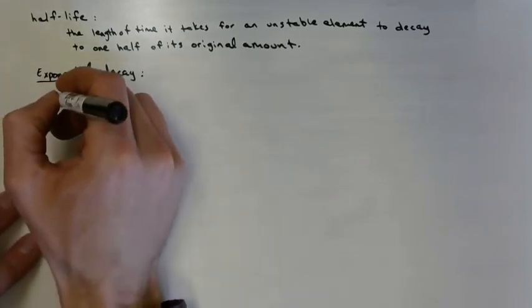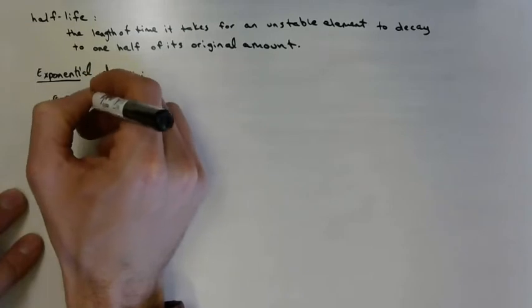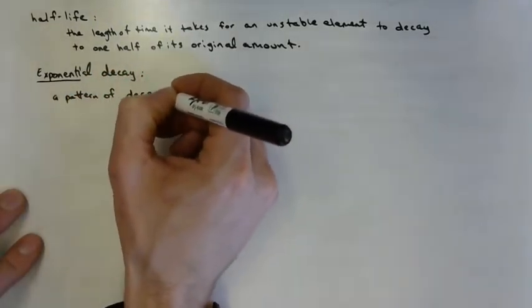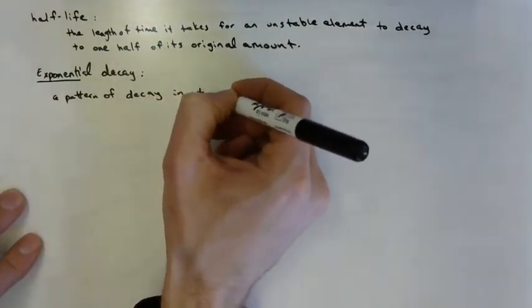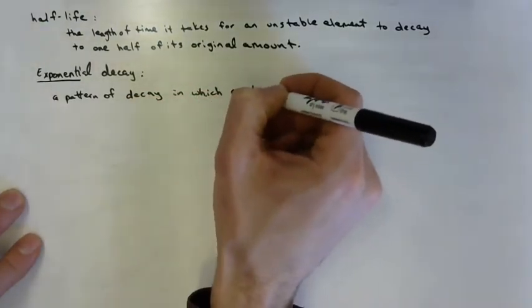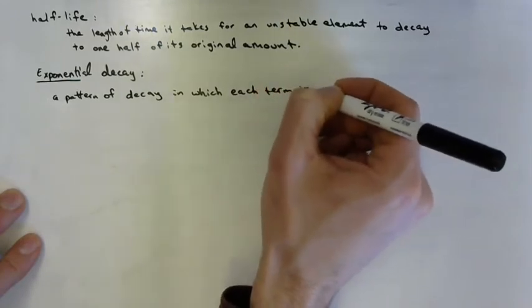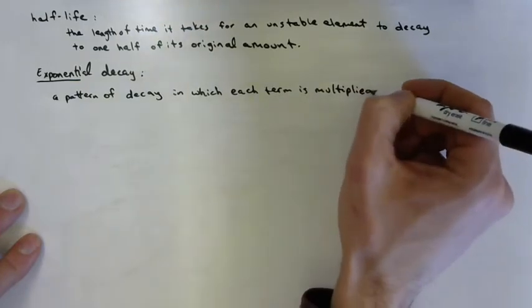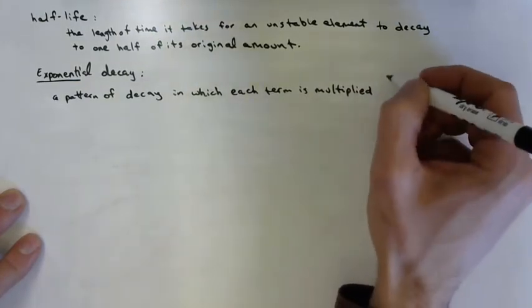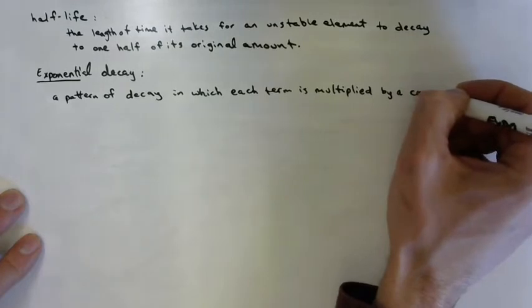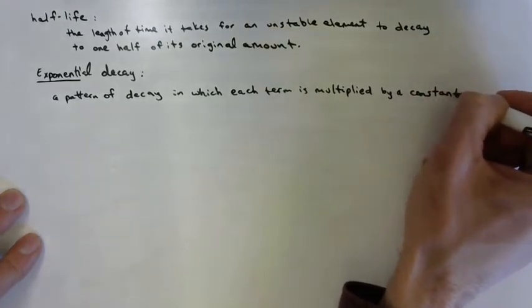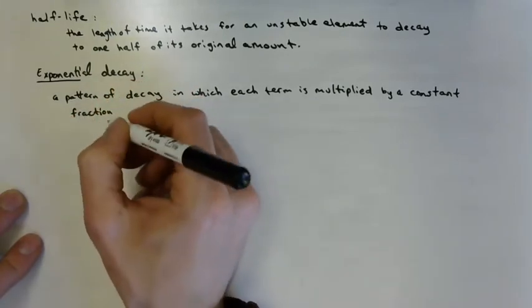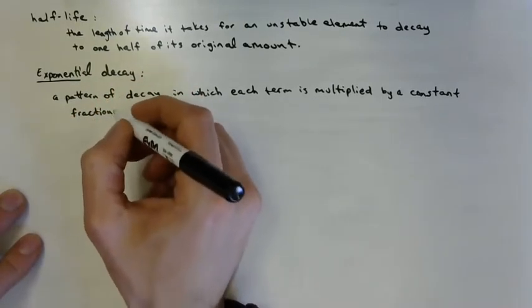This is a pattern of decay in which each term is multiplied by a constant fraction between 0 and 1.